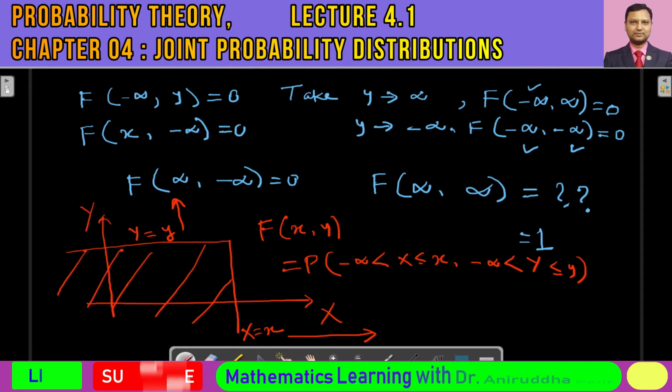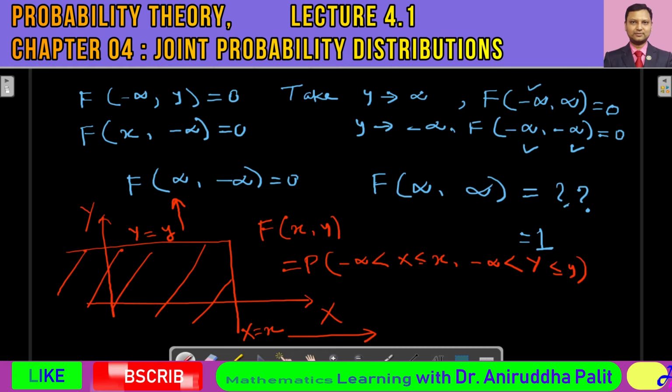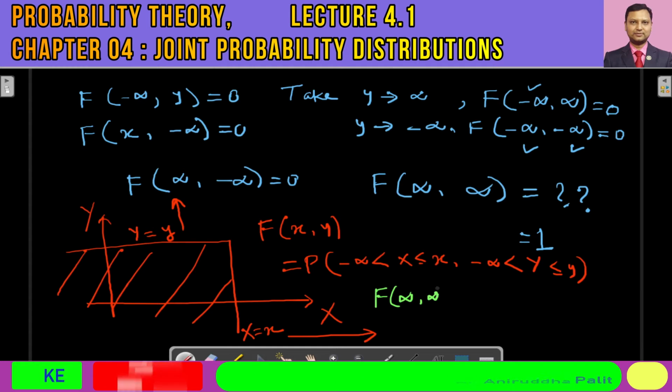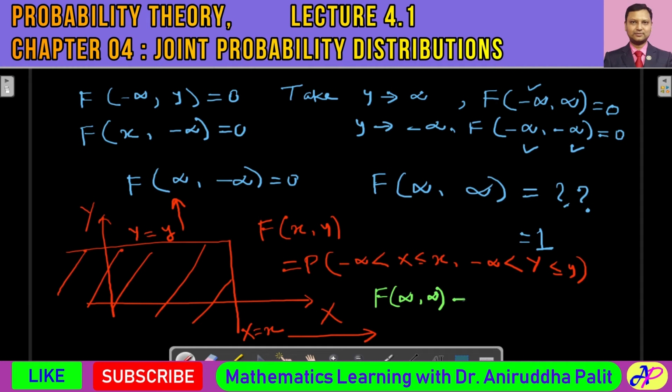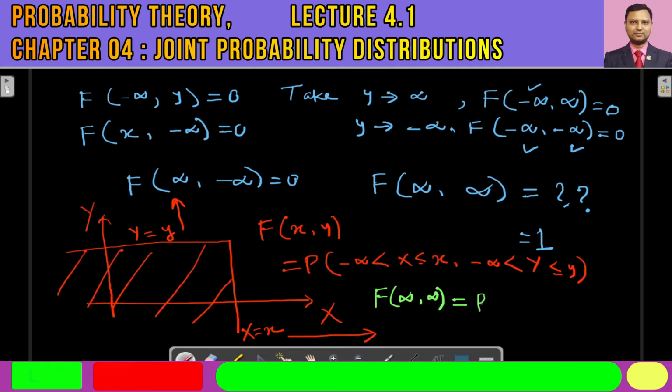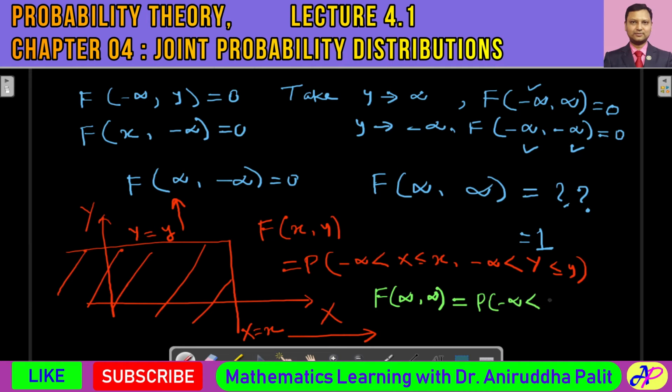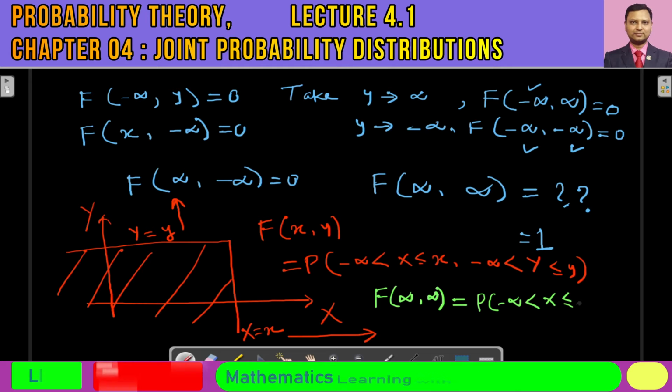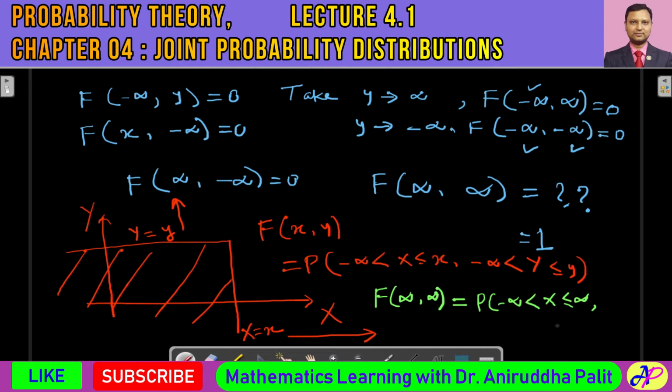in that case, after taking the limit, let me write it in this kind of color. If you take the limit as x tends to infinity and y tends to infinity, then on the left hand side we will get this type of result. In that case, we shall have F of infinity comma infinity, and that would be equal to the probability of minus infinity less than capital X less than or equal to infinity, comma, minus infinity less than capital Y less than or equal to infinity.